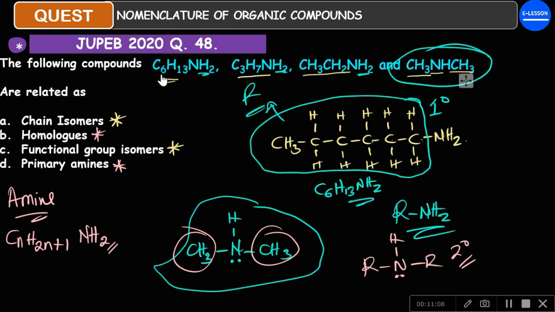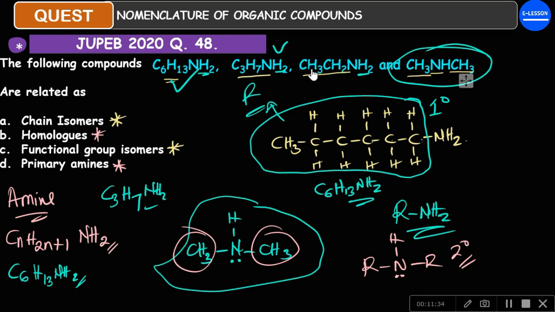If you take this one, for instance, this is C6. It means n is 6. Then you have H: 2 times 6 is 12, plus 1 is 13. Then NH2. So this first one corresponds to that. Now, let's take this one, C3. It means n is 3. So this gives us C3H, 2 times 3 is 6, plus 1 is 7, and then NH2. It corresponds to this.